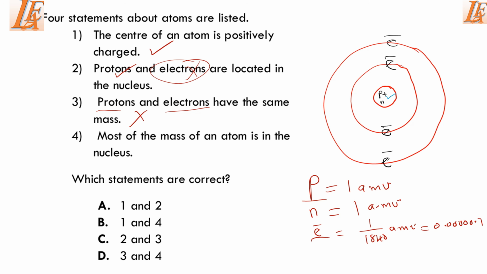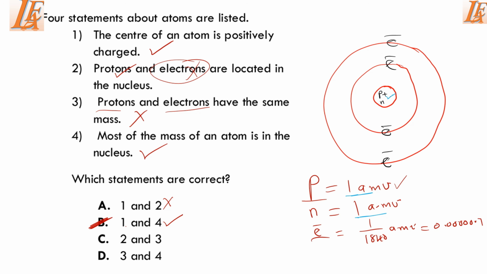Then 4, most of the mass of an atom is in the nucleus. That is true because we have said protons have a relative mass of 1 atomic mass unit, and also neutrons have a relative mass of 1 atomic mass unit. So much of the mass of this atom is in the nucleus. This one is correct. Therefore, the statements which are correct: 1 and 2, this is wrong. 1 and 4, this is correct, that the center of the atom is positively charged and most of the mass of an atom is in the nucleus. B, that's the correct answer.